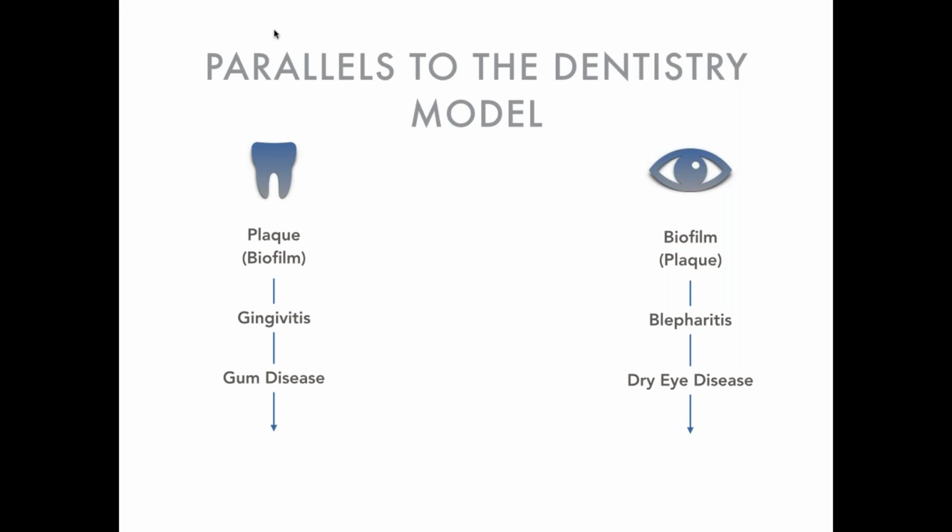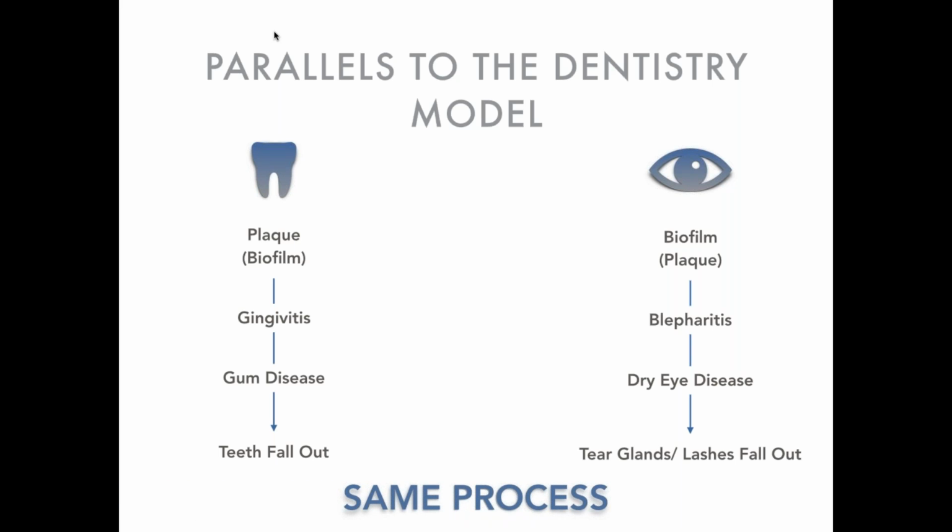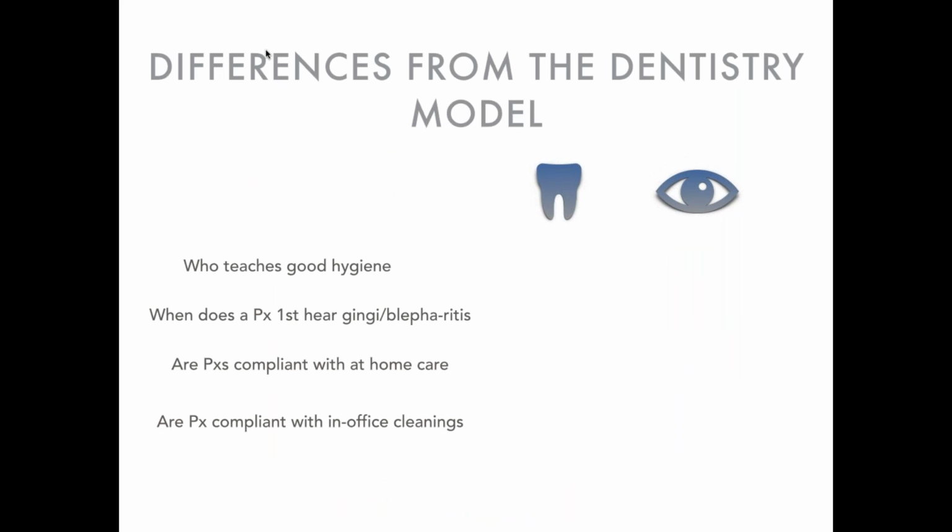Over a long period of time, that gingivitis will turn to gum disease, periodontal disease, and blepharitis will turn into dry eye disease. Well, if gum disease or dry eye disease exists over a long period of time, what's going to happen? Our teeth are going to fall out, or our tear glands or lashes are going to fall out, which a lot of you are dealing with. So it is the same process. So let's look at real quick what the difference is.